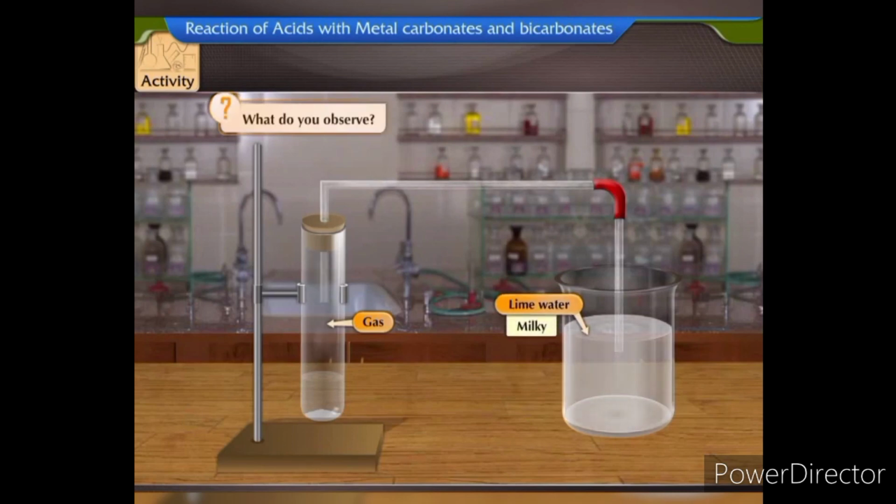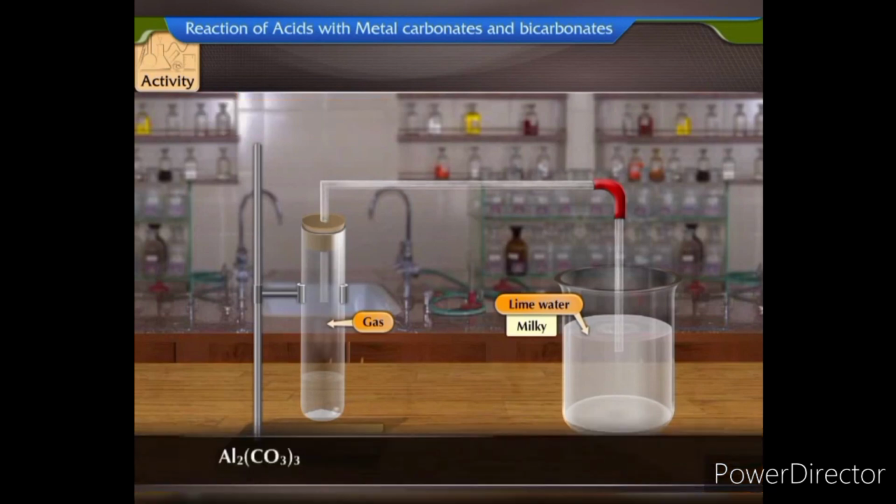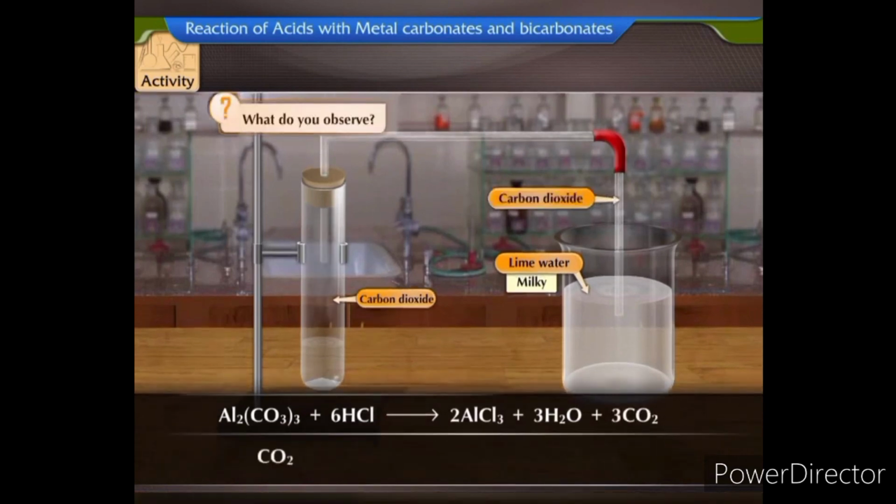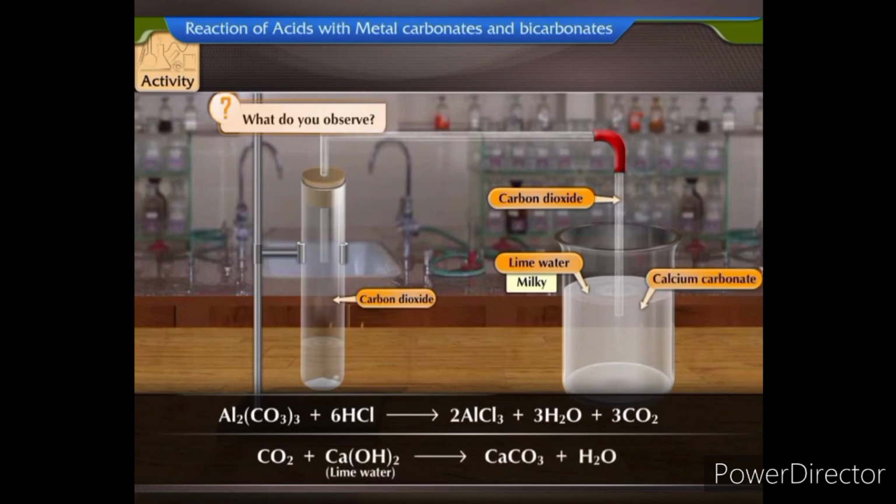Let us see the reaction taking place. Aluminium carbonate reacts with dilute hydrochloric acid to form aluminium chloride, water and carbon dioxide. The carbon dioxide evolved reacts with lime water to give a precipitate of calcium carbonate. This makes the lime water milky.